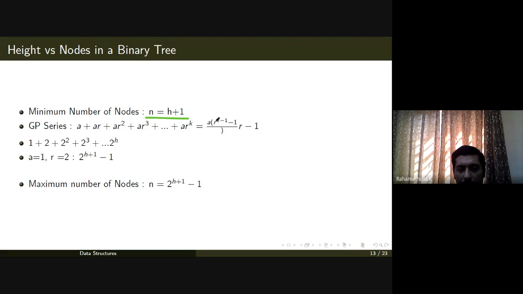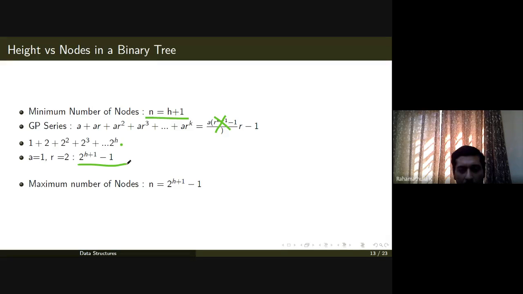There is some mistake in this. Sorry, forget about this. So it comes out to be 1 plus, in the geometric progression series, you can take a as 1 and r equal to 2. Then this will be 2 raised to 0 plus 2 raised to 1 plus 2 raised to 2 plus etc. up to 2 raised to h, where h is the maximum height.